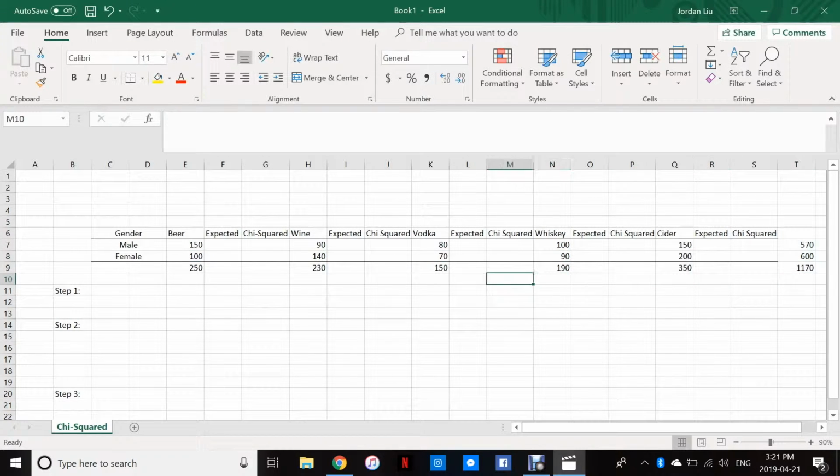We are now implementing the data into our contingency table with our sample size being 1,170. Next, we are going to get the expected value by multiplying the row and column totals and dividing that by the grand total.